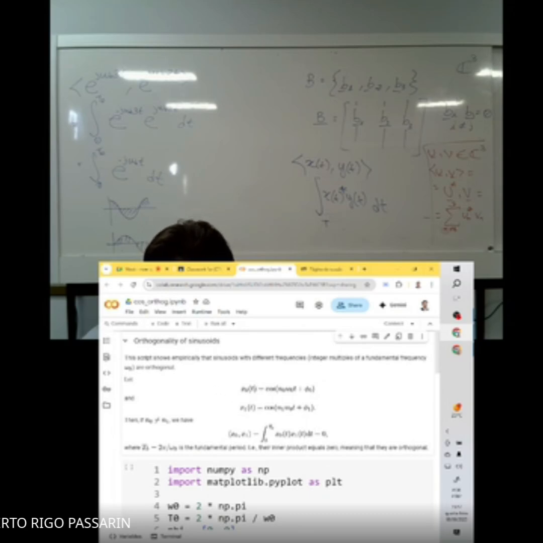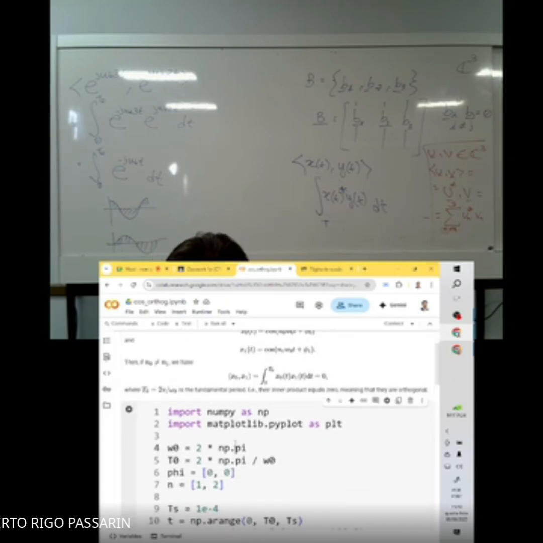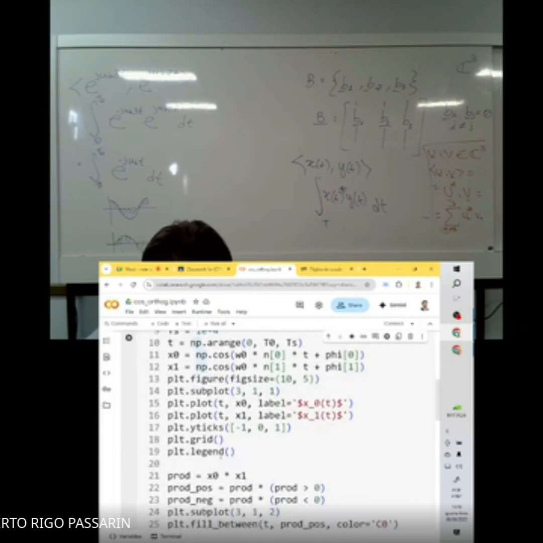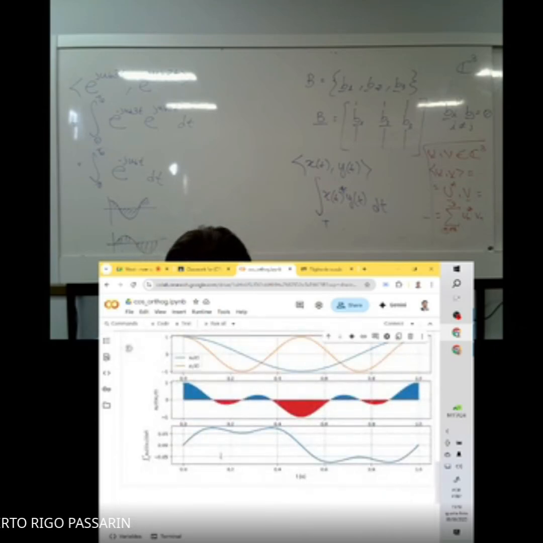Let x of t be the cosine with omega 0 times n0, and x1 be the cosine of omega 0 times n1. So it's just the multiplicator that is changing. And now here I have arbitrary phases for the two of them. You can play then with this script, Control F9.